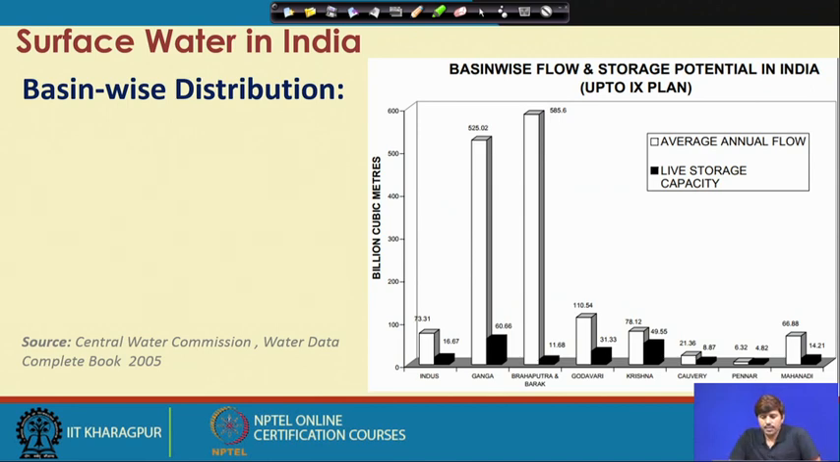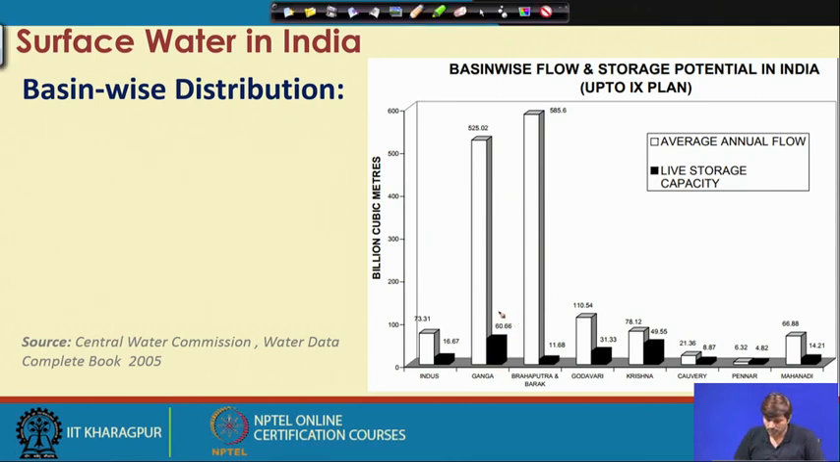Now, the basin-wise flow and the storage potential. This also gives an interesting finding. The storage potential is defined in terms of the size of the river, how much water it can store, in a way. So, overall, how much volume of water that river can retain. If you see the Ganga and Krishna, this can actually be seen in this figure over here.